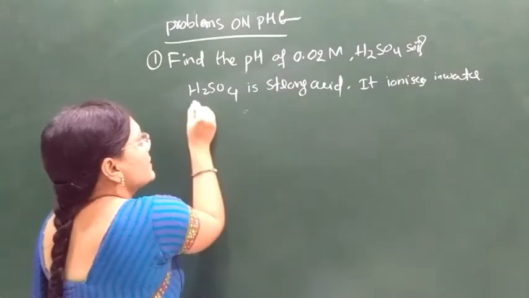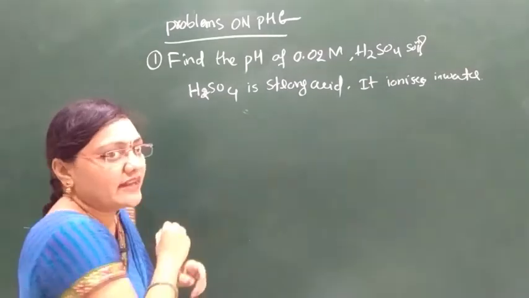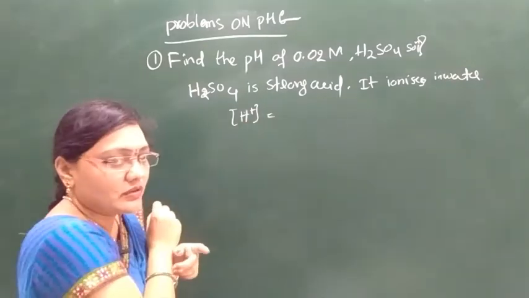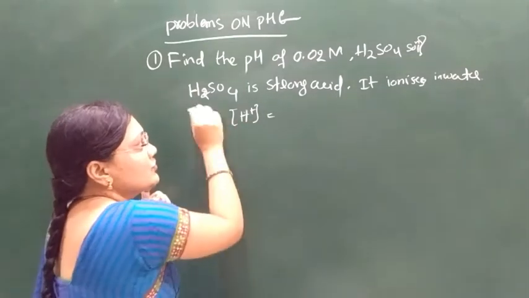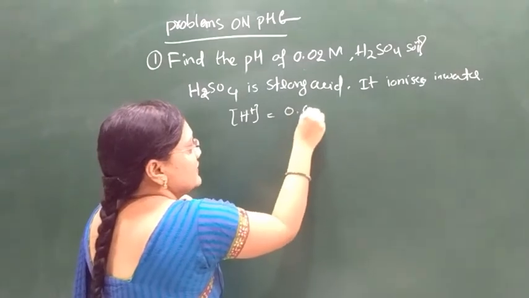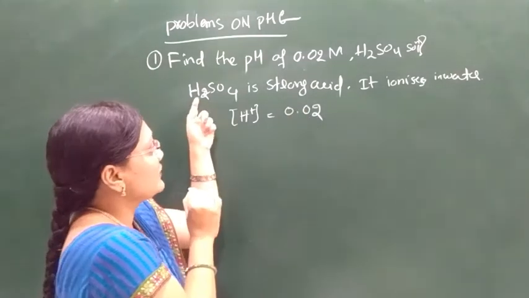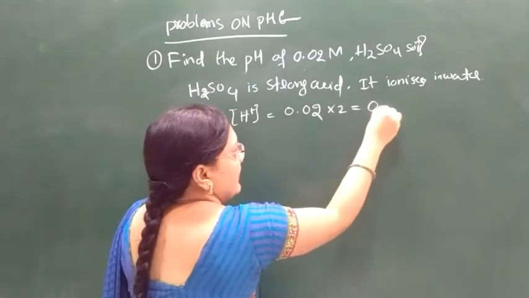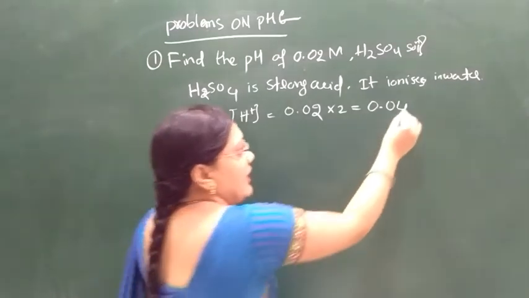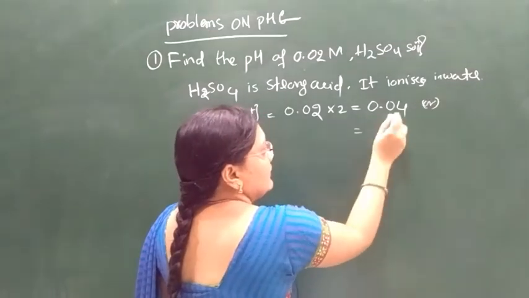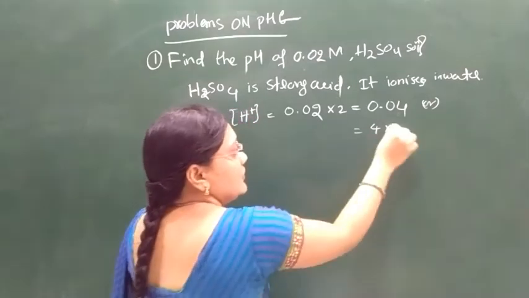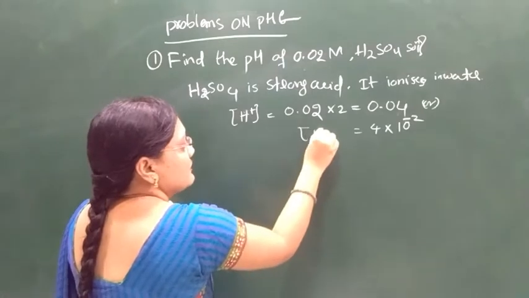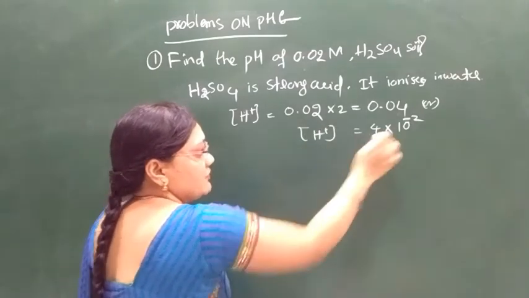How many hydrogens are in H2SO4? Two hydrogens. The molarity is 0.02 and there are 2 hydrogens, so 0.02 into 2 is 0.04, or 4 into 10 to the power of minus 2. The concentration of H plus ions equals 4 into 10 to the power of minus 2.